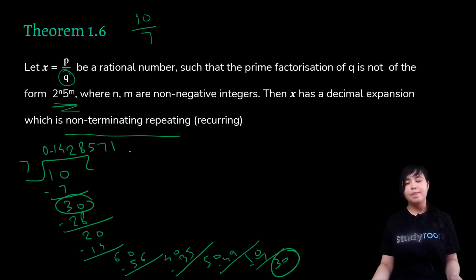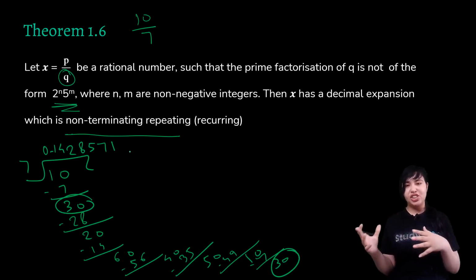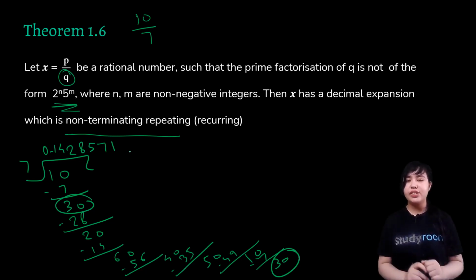So this is one example. Just look at the denominator. It will tell you volumes about that particular rational number's decimal expansion. I hope this is clear to you.